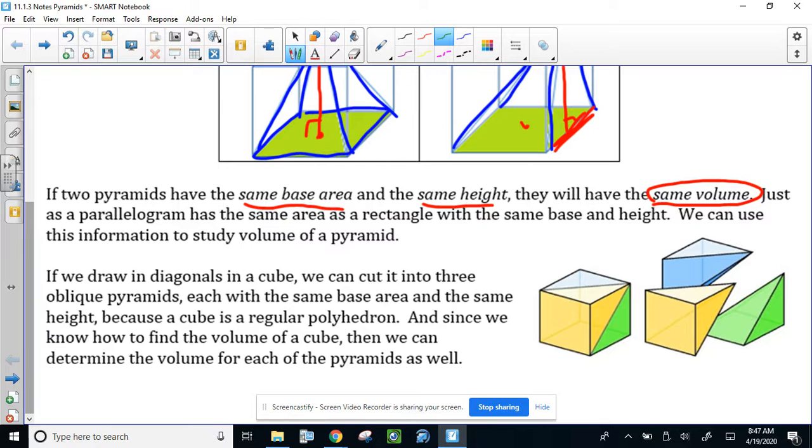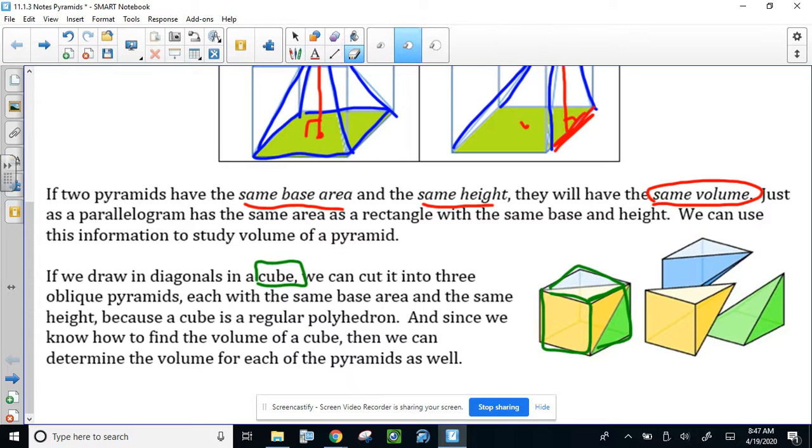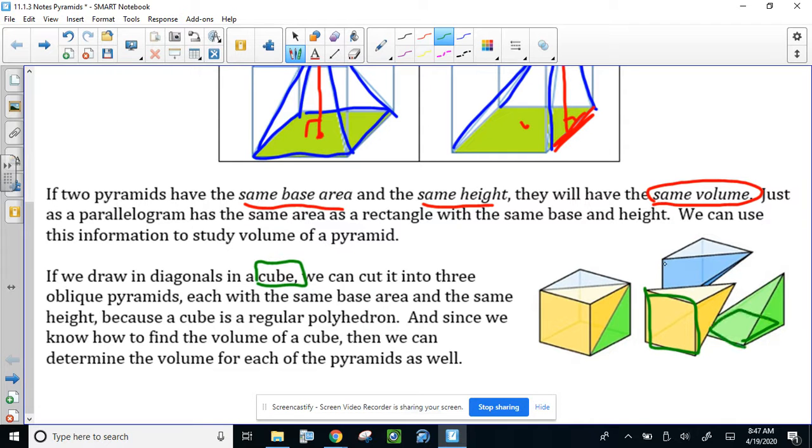So looking here, we can see if we draw diagonals in a cube. So remember, all of the faces of a cube are exactly the same, so they're equal in area. So all of these pyramids then, because they're drawn from a cube, will have the same base area in each of the pyramids. So same base area, same height as well, because the distance from one side of the cube to the other is the same in all situations. So all three of these have the same volume. And since we know how to find the volume of a cube, that means we can also find the volume of the pyramid as well.